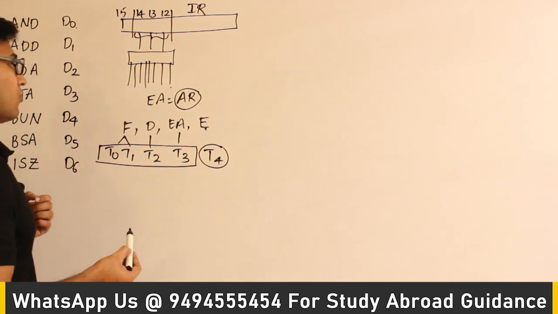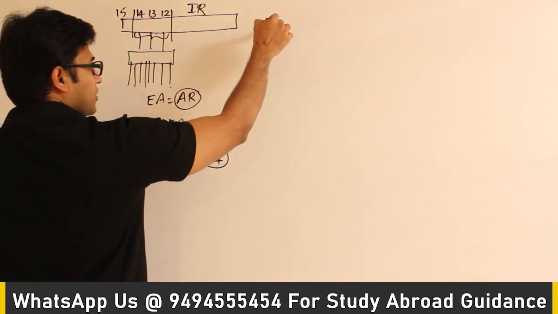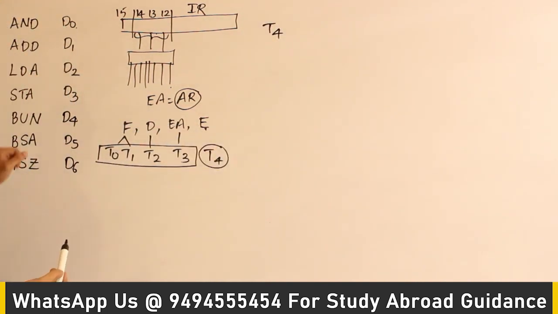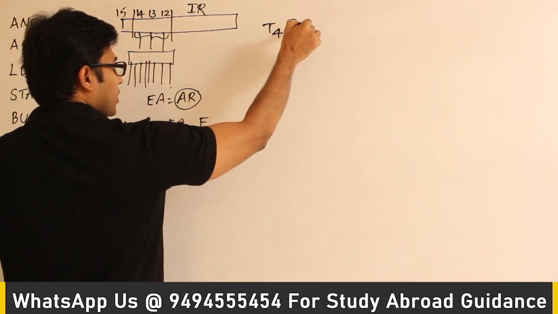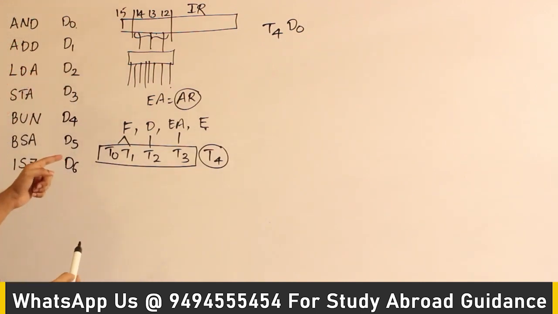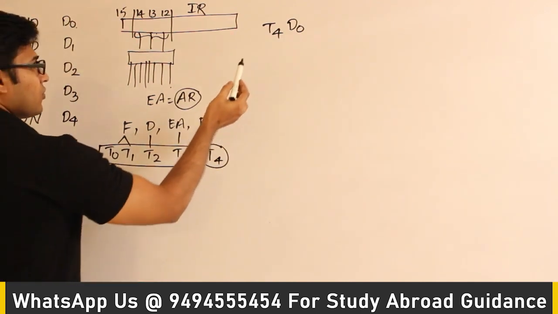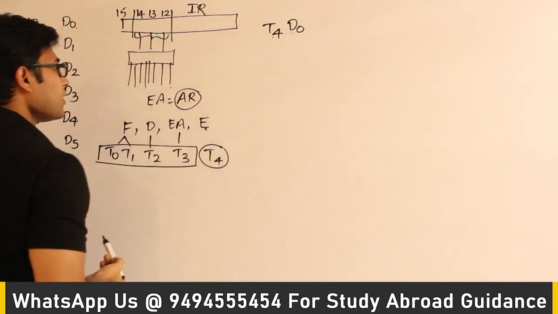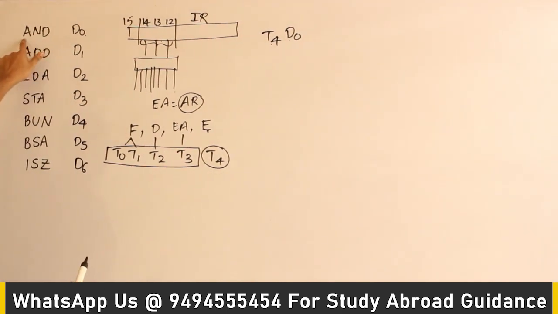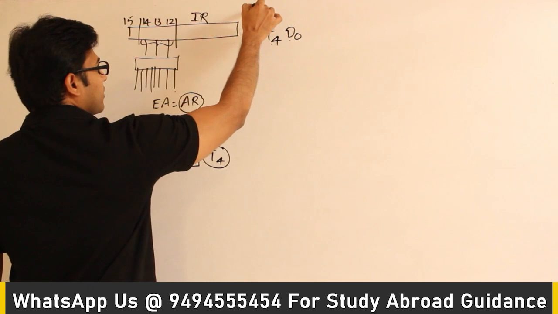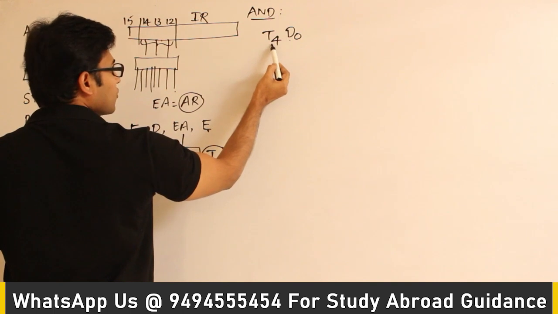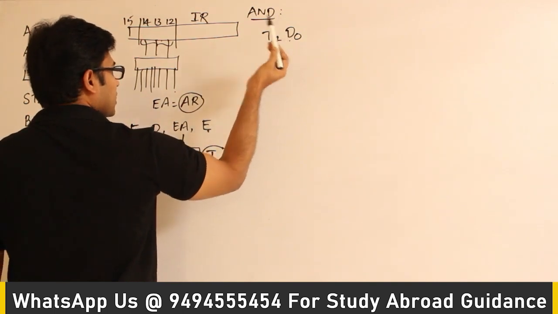Got it? So what I am going to write is, if we are in T4, and how can you identify what type of operation it is? Depending on the outputs of the decoder. If T4 and D0, now what can you say about it? If it is T4 and D0, I can say that we are now in the execution phase of the instruction AND. So we are going to execute AND. In order to execute AND, we should check these two conditions. The timing signal should be T4 and the type of the instruction should be D0.